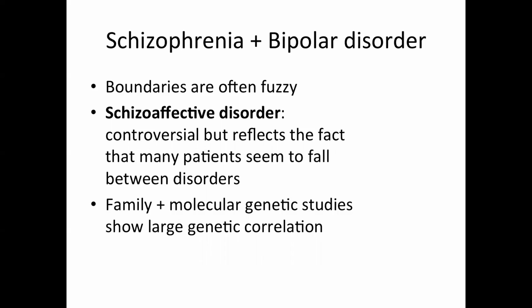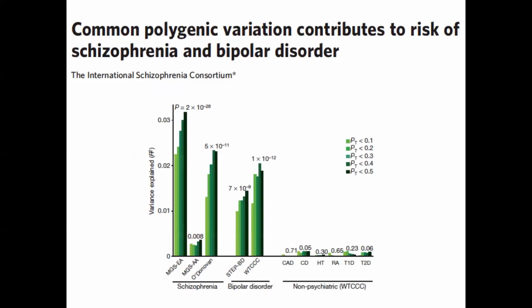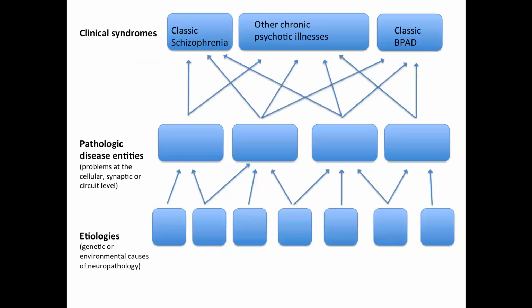Family and molecular genetic studies also show large genetic correlations, suggesting that the etiologies for these disorders, and probably the pathologic lesions, are largely shared. So just to take one example, in the 2009 paper that first described polygenic risk scores, Purcell and others showed that polygenic risk for schizophrenia is also strongly associated with bipolar disorder, though not as strongly as for schizophrenia, suggesting that these diseases share many risk factors, but also probably have distinct etiologies and pathologies as well.